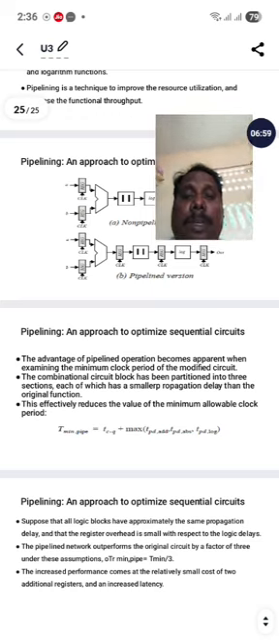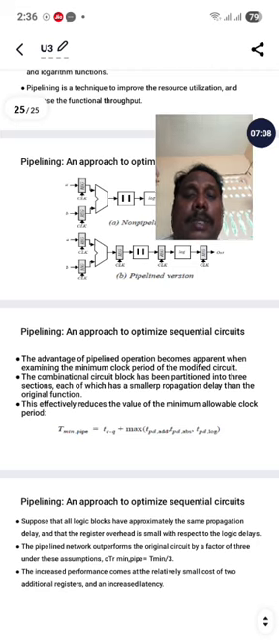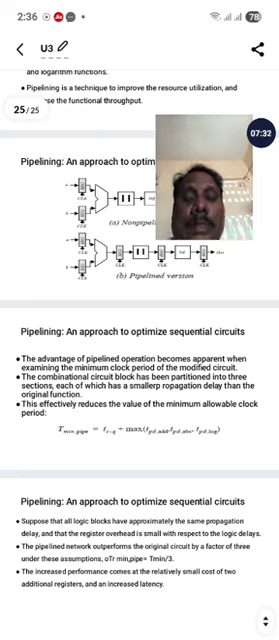The advantage of pipeline operation becomes apparent when examining the minimum clock period of the modified circuit. Here, the combinational logic block has been partitioned into three sections, each with smaller propagation delay than the original function. T minimum pipelining is equal to TCQ plus the maximum of the TBD values. These are the three values that have been calculated, and finally they are combined to find the solution for the process of calculation using the pipelining technique with the help of memory devices.